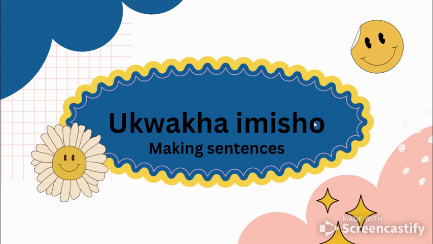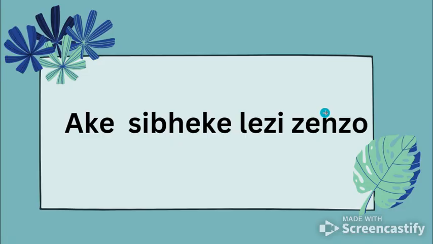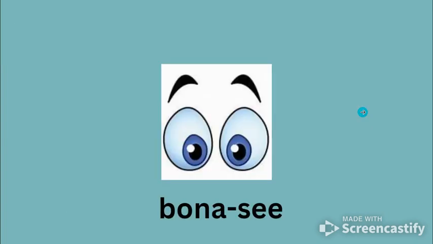Sesakha imisho-ke manje. Now we are making sentences with family members. Ake sibheke lezi zenzo. We are going to have a look at these verbs. We are looking at only two verbs that we are going to use to make sentences. Sibheka izenzo ezimbili kuphela ukwenza imisho yethu. Okay?